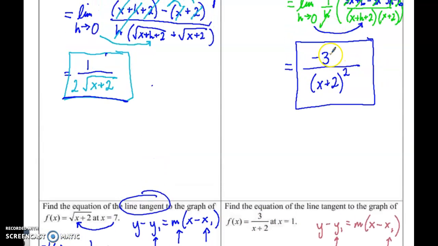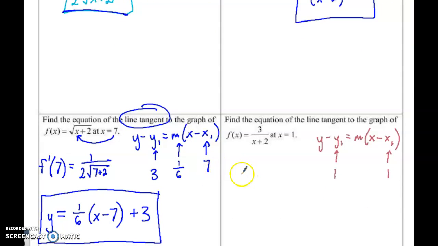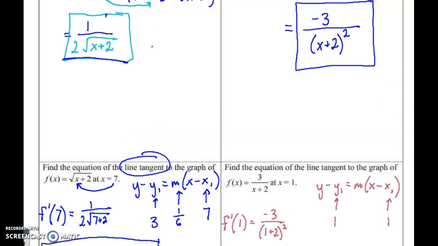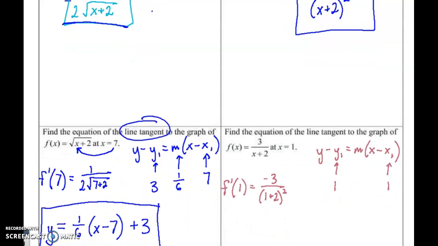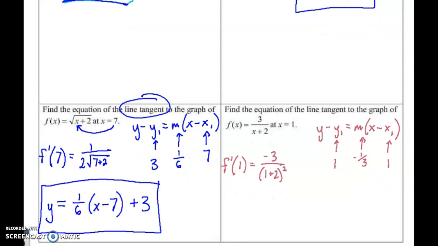So how do we find the m? We found the equation earlier. So f prime of 1 is equal to negative 3 over 1 plus 2 squared. I just took the equation we got up earlier and replaced x with 1. 1 plus 2 is 3, squared is 9. Negative 3 over 9 is negative 1/3. That is your slope. So how do we write this equation?